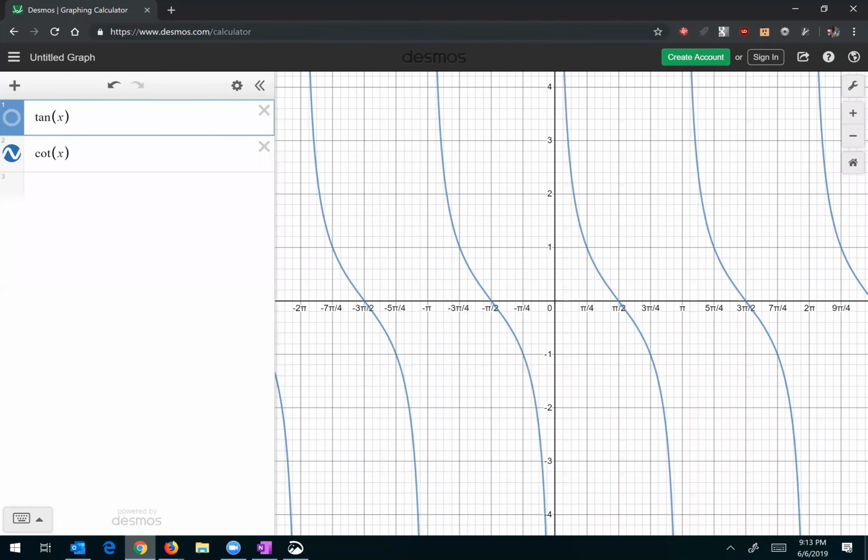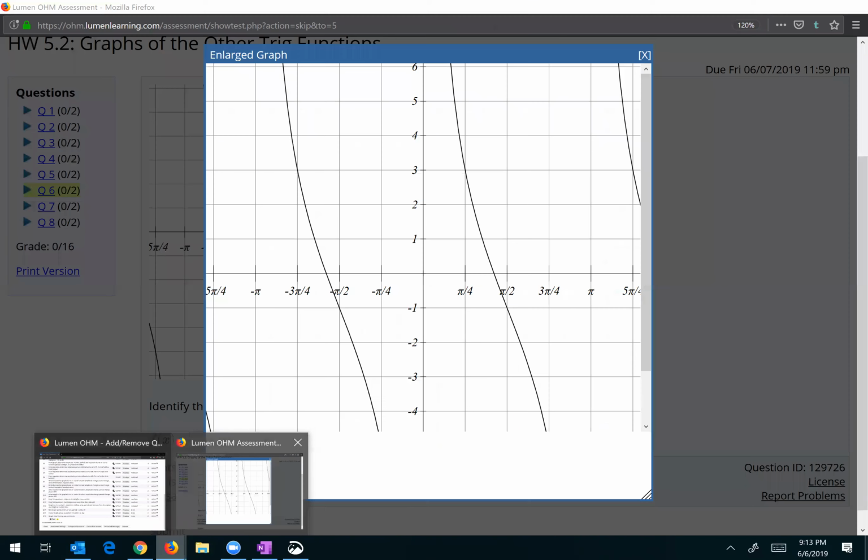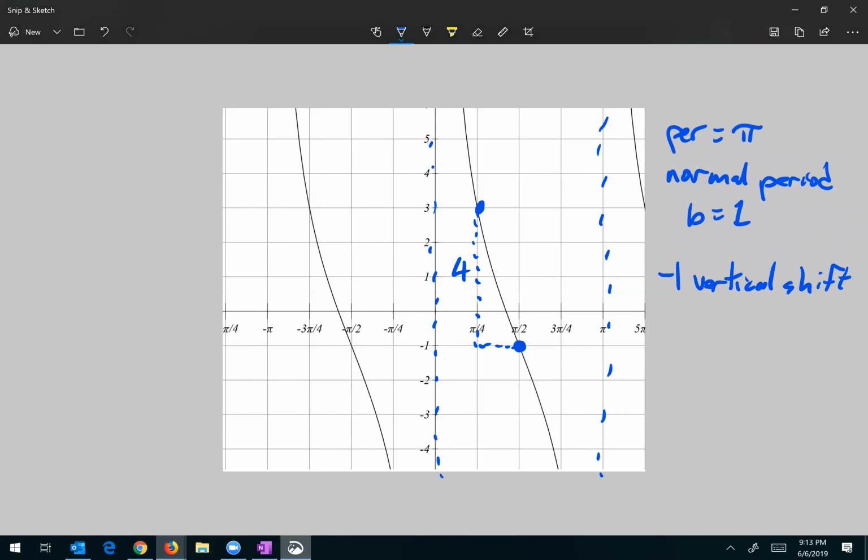where's my Desmos? There it is. On my unshifted cotangent graph, it just went from 0 to 1. So here, since it went up 4, that's my stretch. So my vertical stretch is 4. And it's going the same direction as cosine. It's going down left to right.